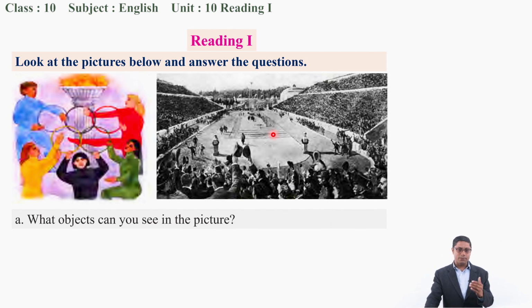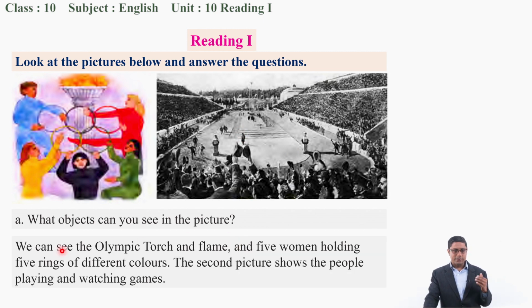Similarly, here you can see the playground. People are playing. Some of them are watching the play or match. So we can see the Olympic torch. This one is Olympic torch, and there is flame. You can see the flame there in red, brown, orange color. So similarly, 5 women holding 5 rings of different colors. Similarly, the second picture shows the people playing and watching games.